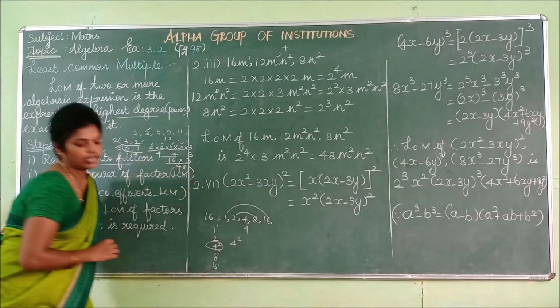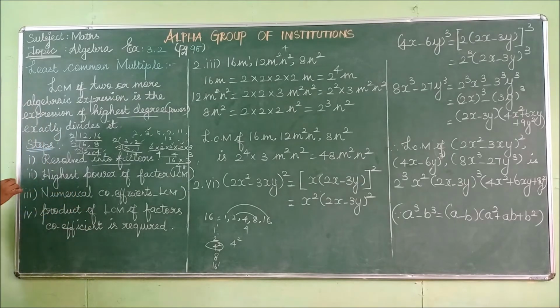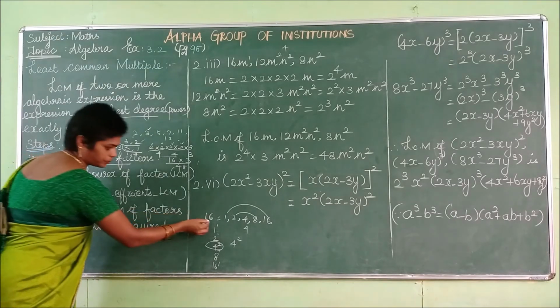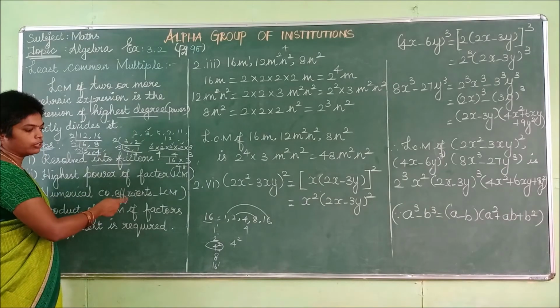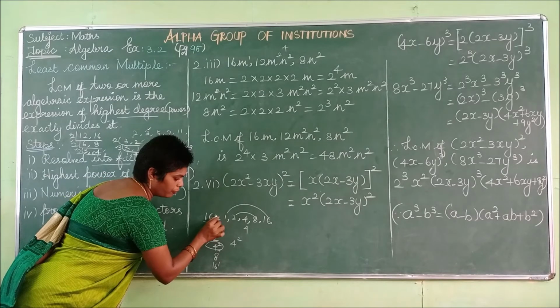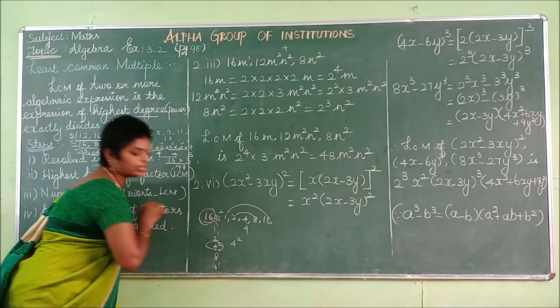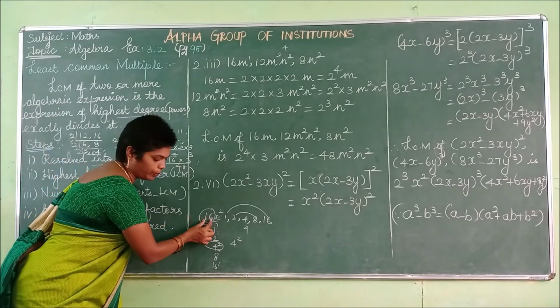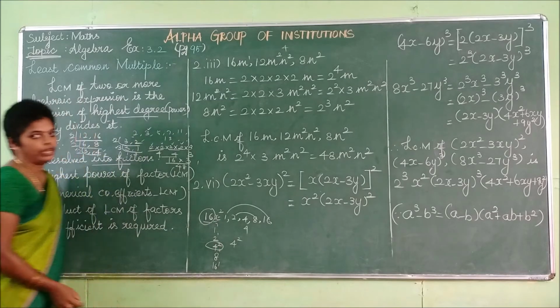This 4 square is of power 2. So 4 into 4 can be written as 16. Then, finding any two numbers, look at the power values. Then numerical coefficients. Numerical coefficient is 16, which means it is a number. For example, if you take 16x square, this is the numerical coefficient for this x square. This is called the numerical coefficient for the value x square.